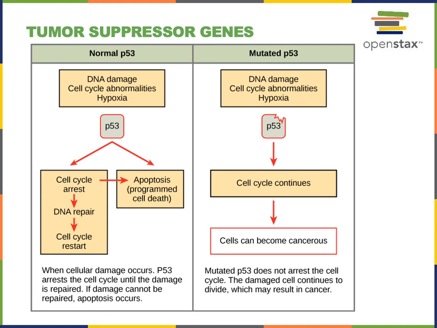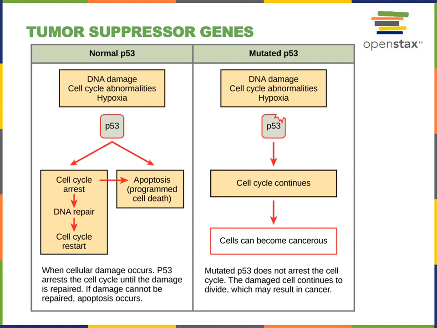However, if DNA repair isn't possible, if the cell isn't able to recover from the stress, P53 can also activate a programmed cell death mechanism. So this is known as apoptosis. Apoptosis is a programmed cell death mechanism where the cell will break down in a relatively tidy fashion rather than just bursting open and spilling its contents into the environment. The cell will break down into small packages that can be cleaned up by the immune system.